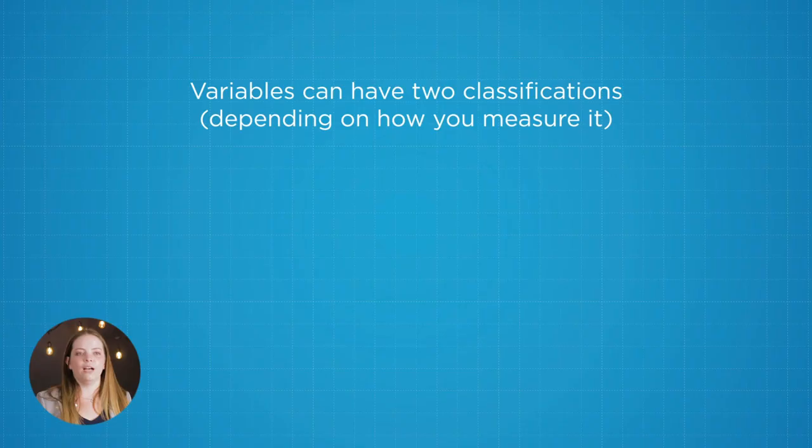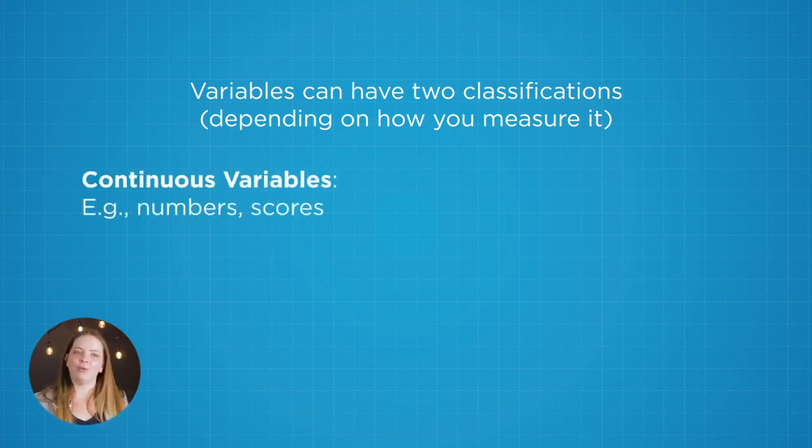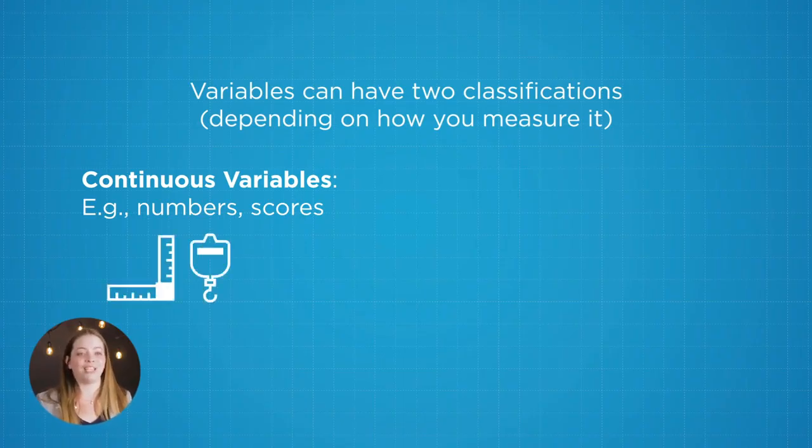So further, independent and dependent variables can have 2 different classifications depending on how you measure it. If you measure the variable on a continuous scale and it produces a number or a score, then that means it's a continuous variable. So this could be a score on a questionnaire, a test score. It could even be your height or your weight or the gas mileage of your car.